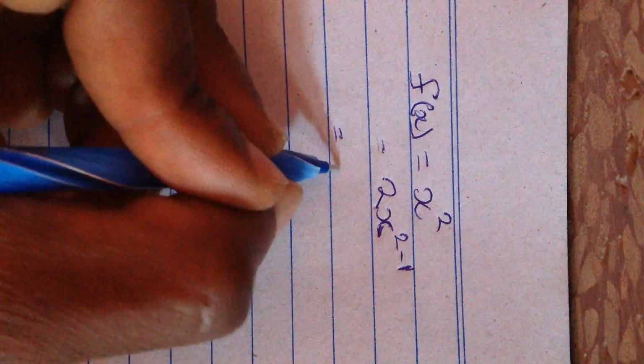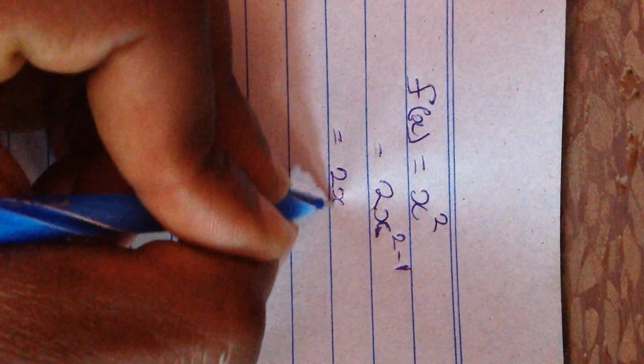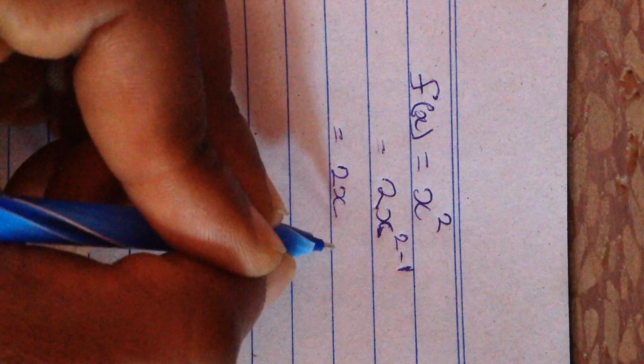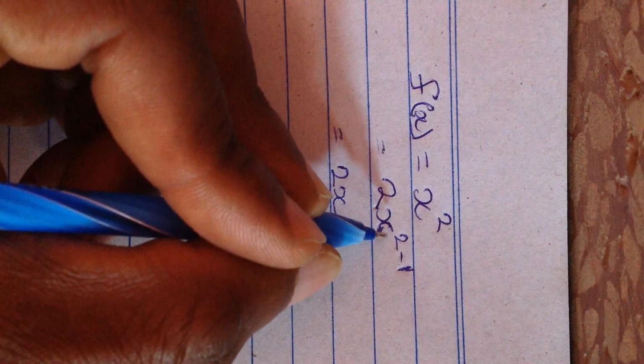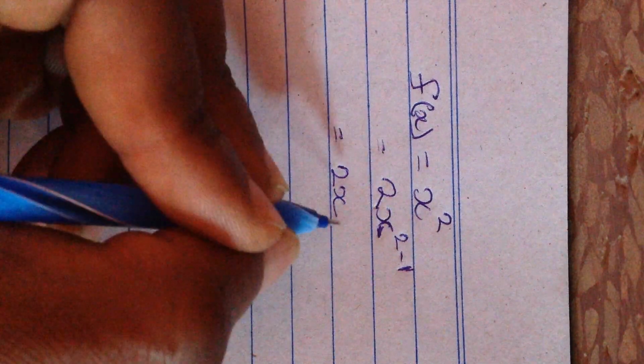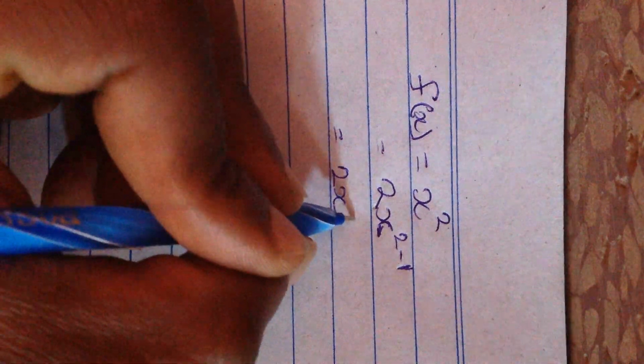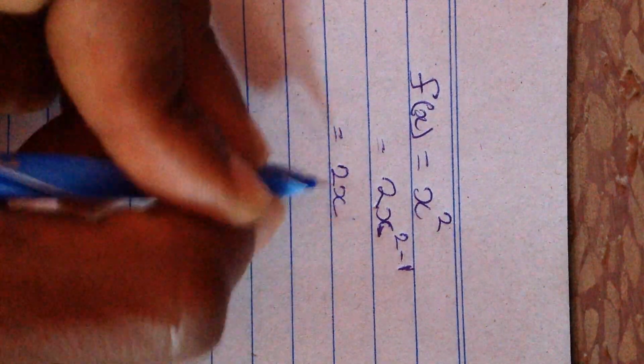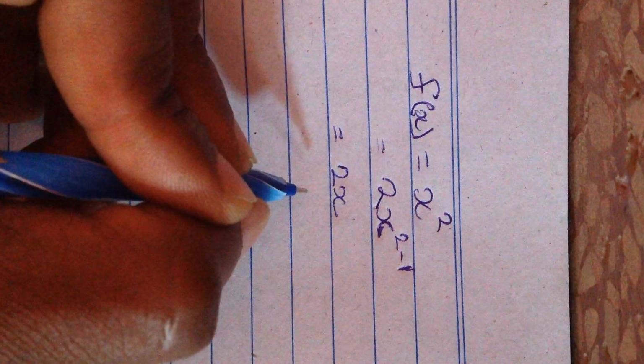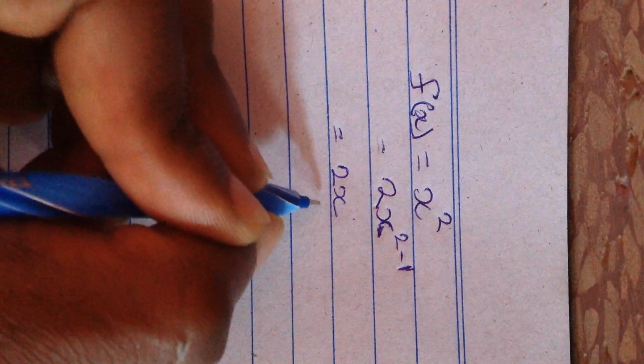Next step, you write your 2x here. What are you going to do to the power? The power says it is 2 minus 1. What is 2 minus 1? That's 1. You can put your 1 here, or you can just leave it the way it is. So this is how you differentiate.